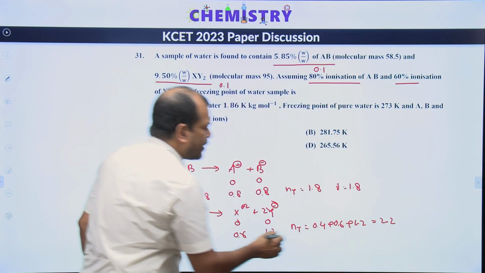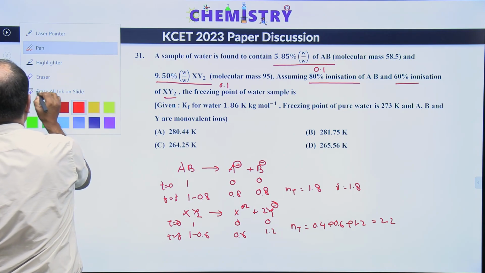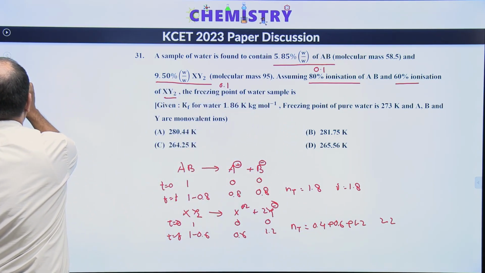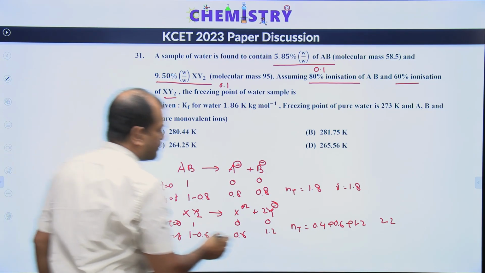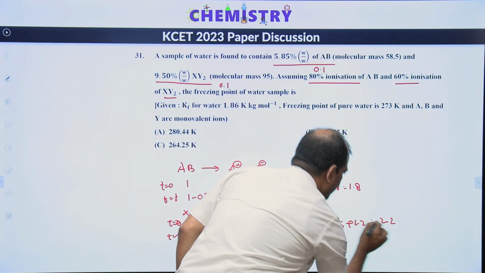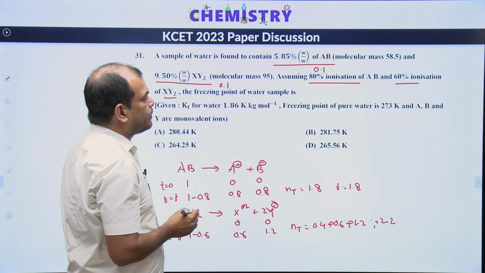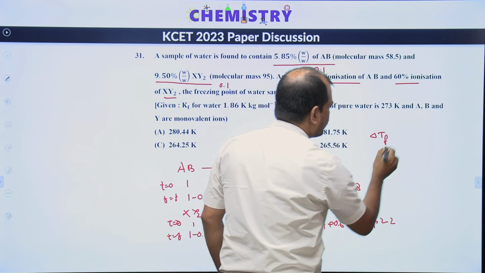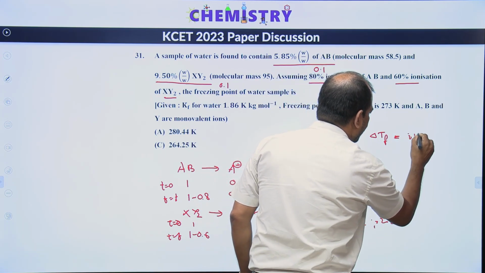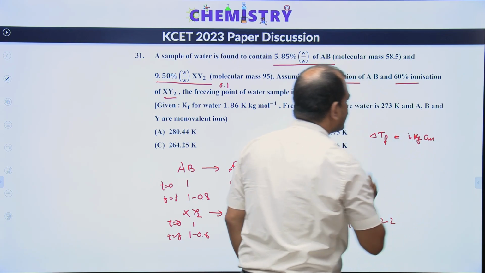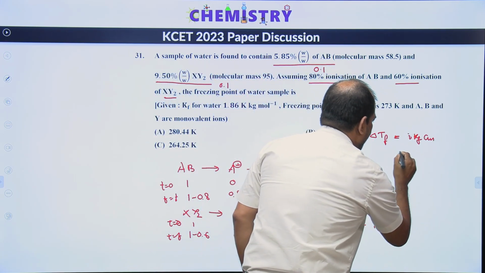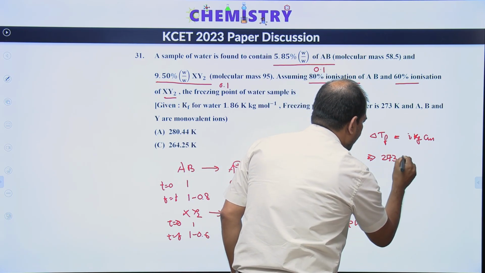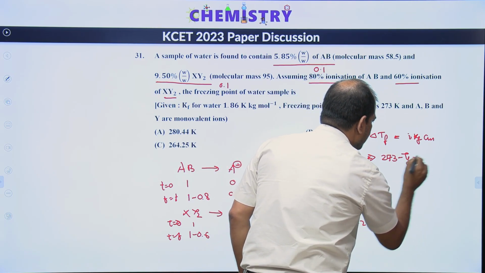These are the different Van 't Hoff factors for the different kinds of species here. Now, how can we solve the equation? For this, the depression of freezing point is i into Kf into m. Then I can write the depression as 273 minus Tf of the solution.